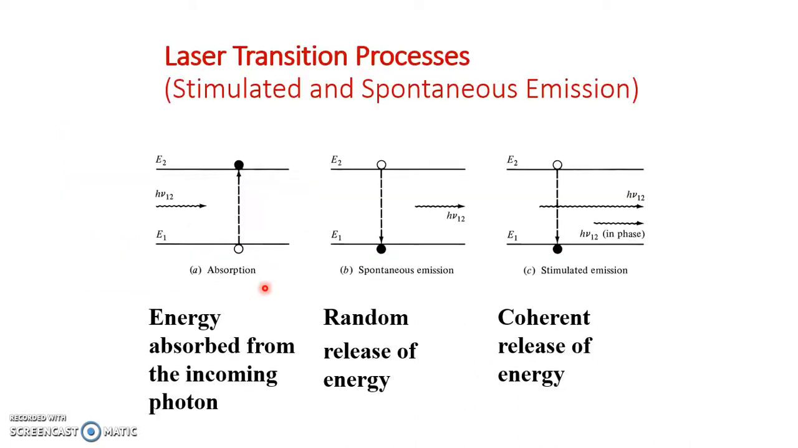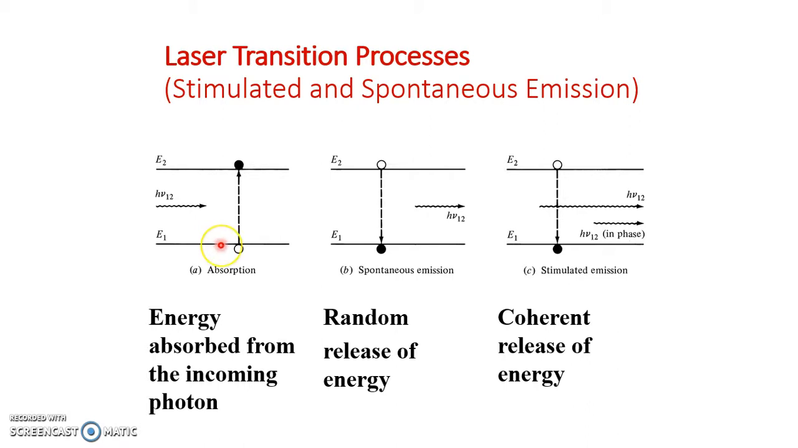Now these three processes can be explained by taking a two-level energy diagram. So you have two states over here, E1 and E2. One is a lower state, one is a higher state. These three processes can be explained by considering Planck's law. What it says is that absorption or emission of a photon of energy h nu 12 is given by E2 minus E1.